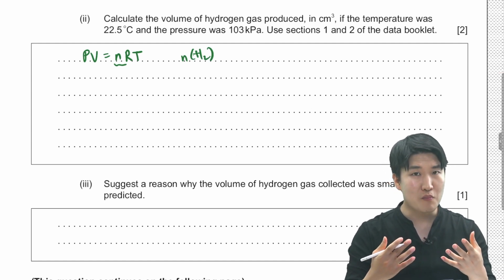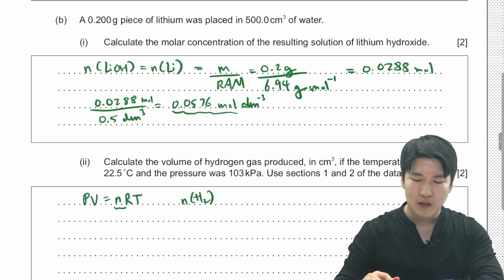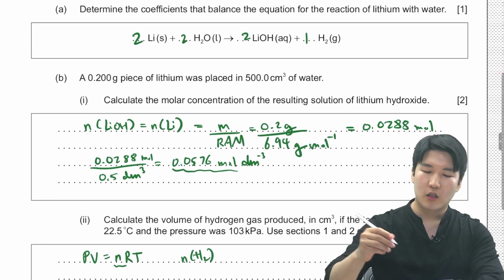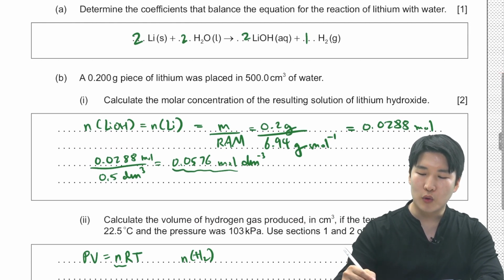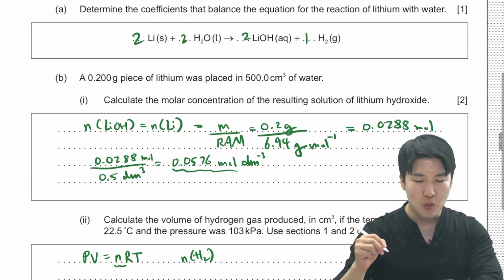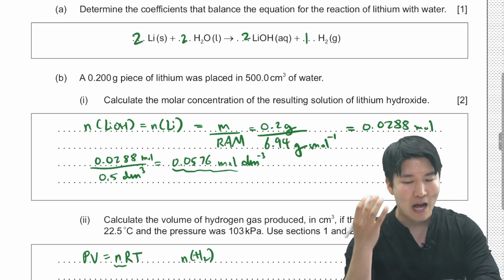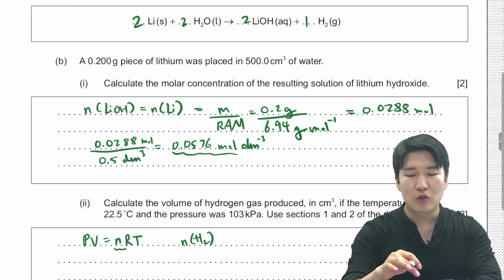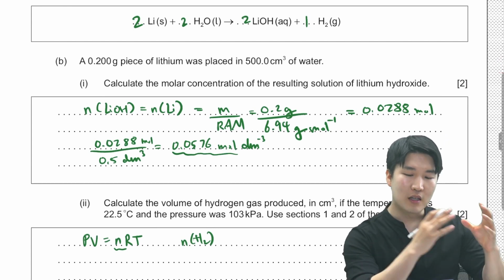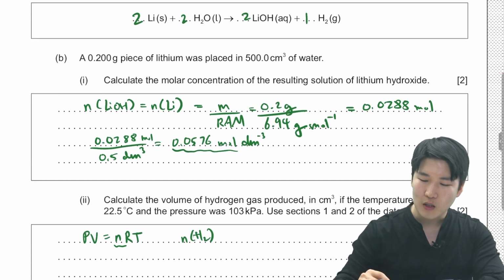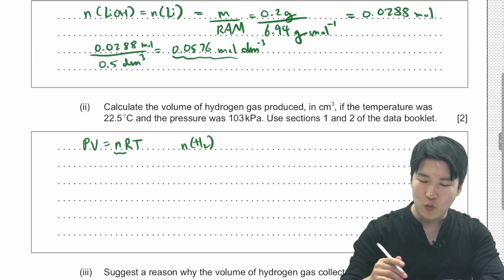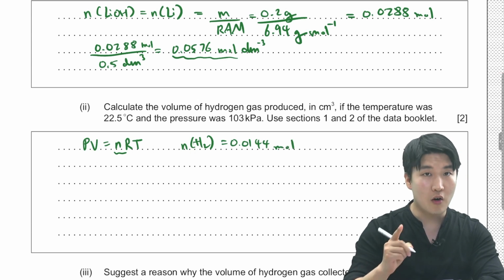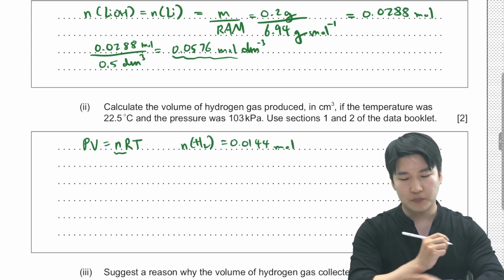What's the amount of hydrogen produced? Well, we're going to go back to the balanced equation. We have inputted 0.0288 mole of lithium and we will output half that amount, because of the 2 to 1 molar ratio of lithium to hydrogen. 0.0144 is the amount of hydrogen that we know of.